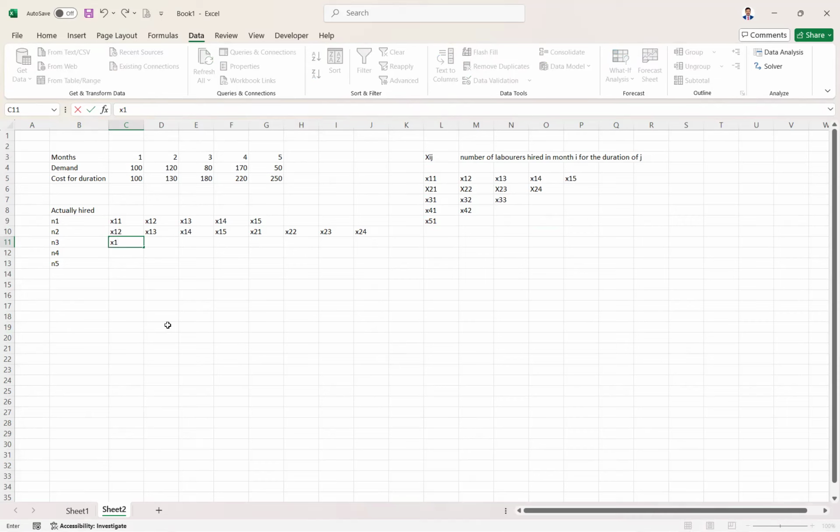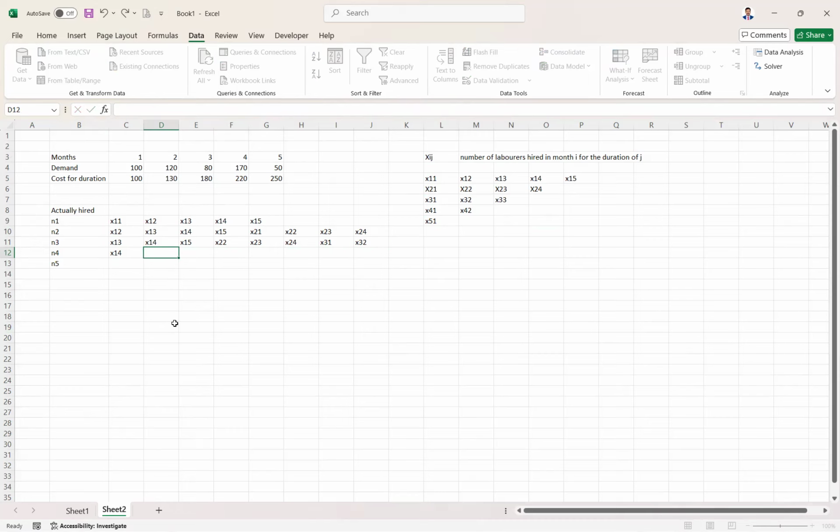Then similarly, we frame these values. X13, X14, X15. X21 doesn't come because X21 is only working for 1 month. X22, X23, X24, X31, X32.